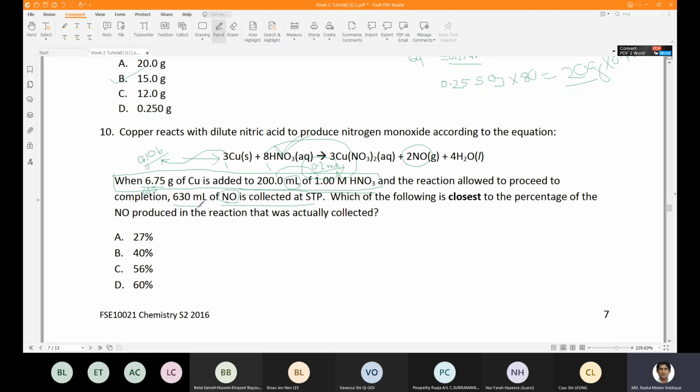Okay. So actually, we have found 630 milliliter of nitric oxide or NO gas. It is actually not laughing gas. I don't know whether you know or not. So how much are we actually expecting? If we have 0.2 moles of nitric acid, how much nitric oxide can be produced out of this 0.2 moles?